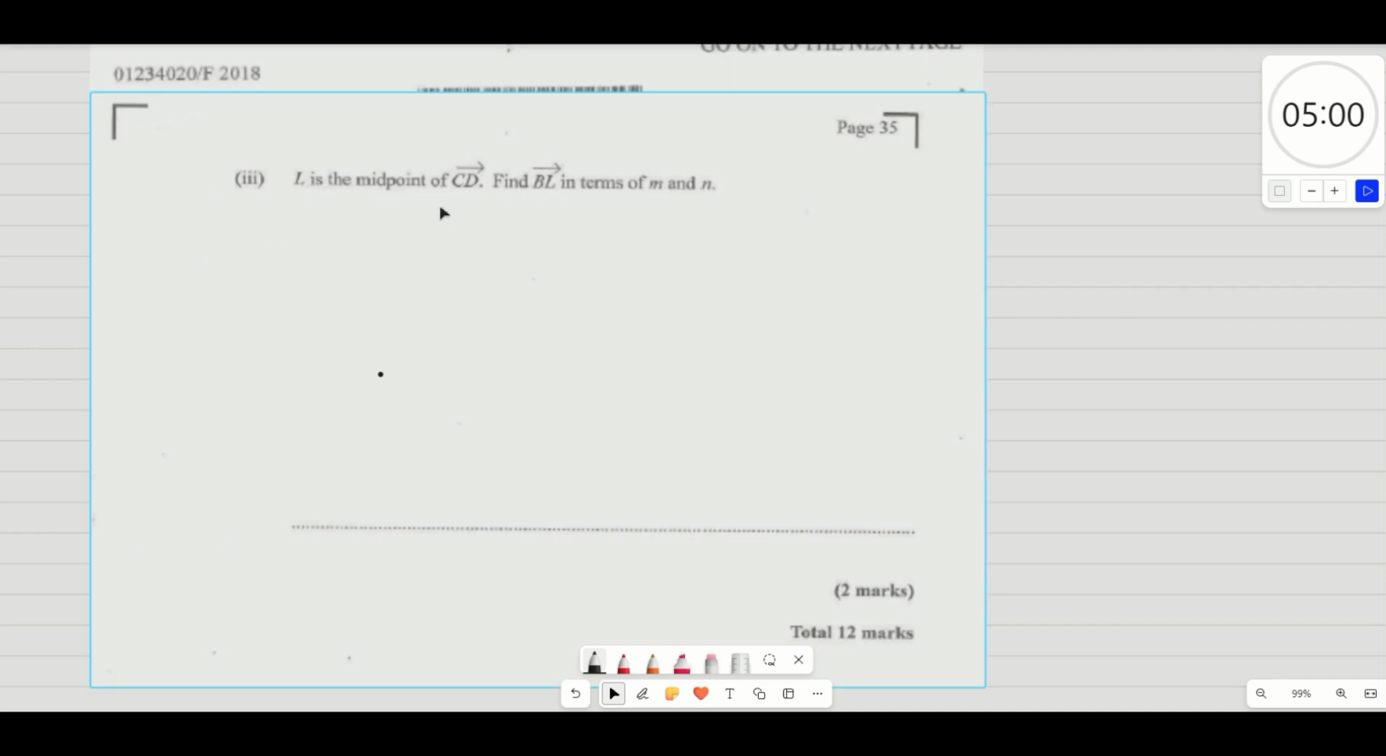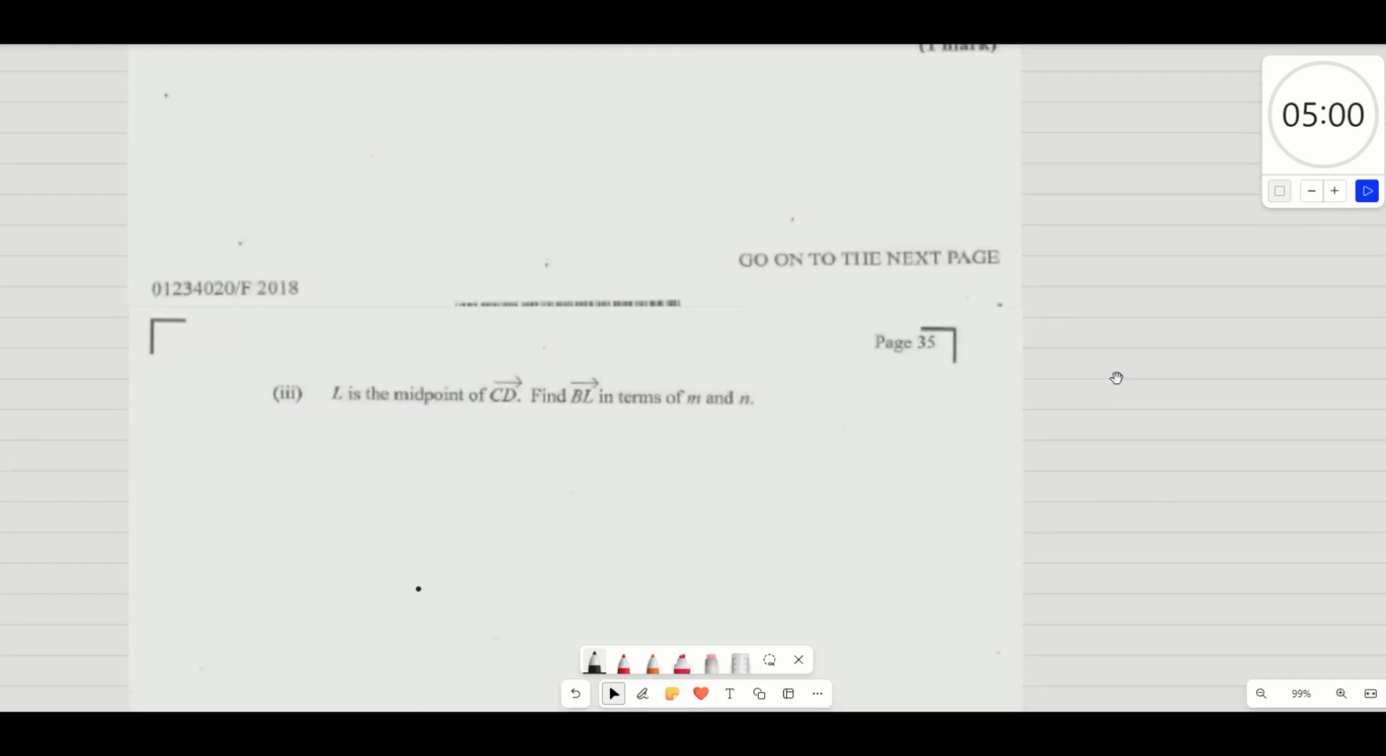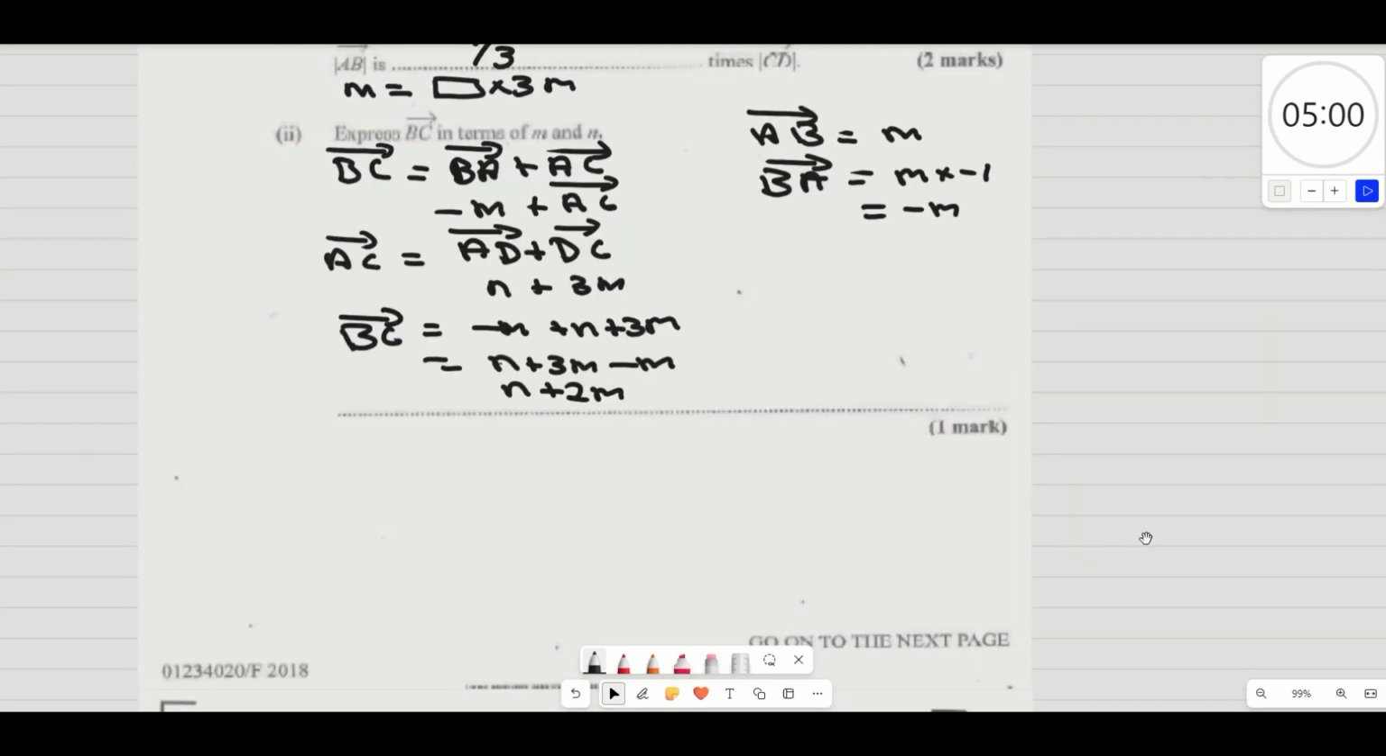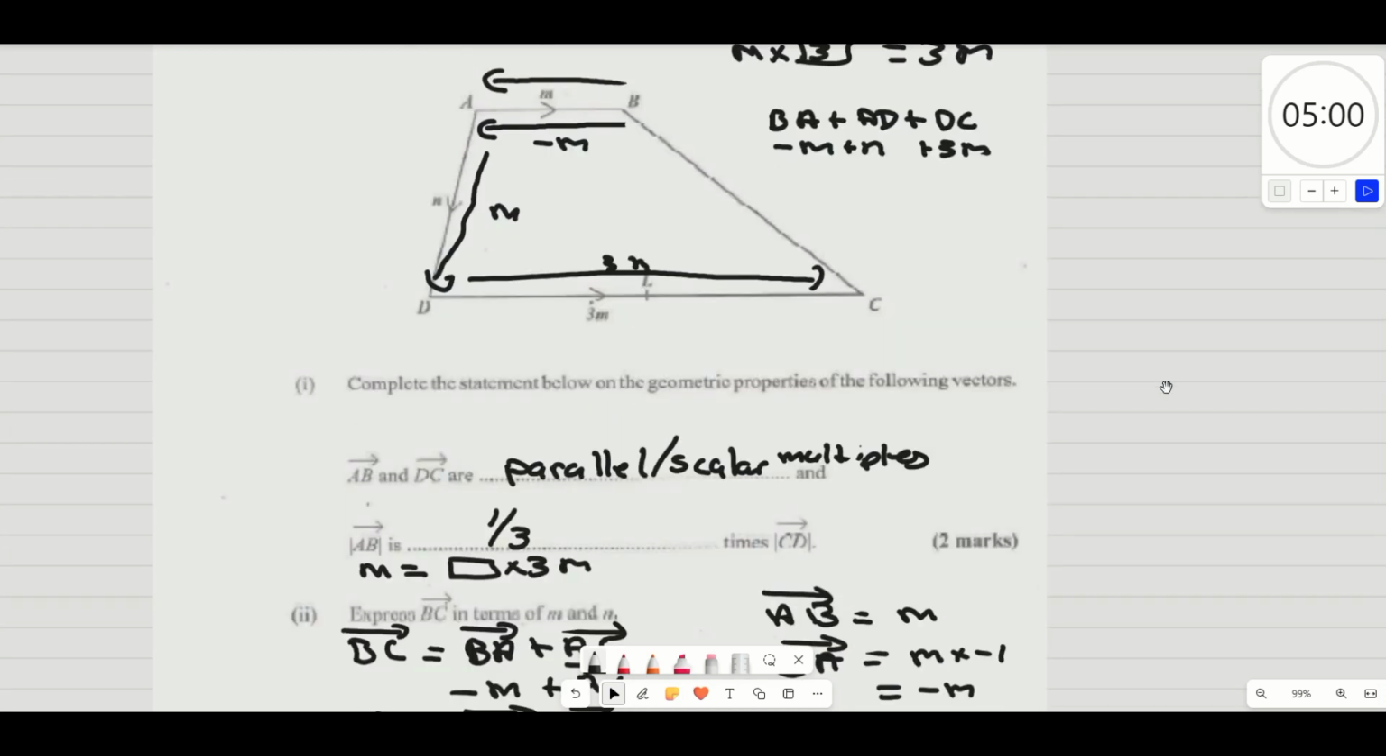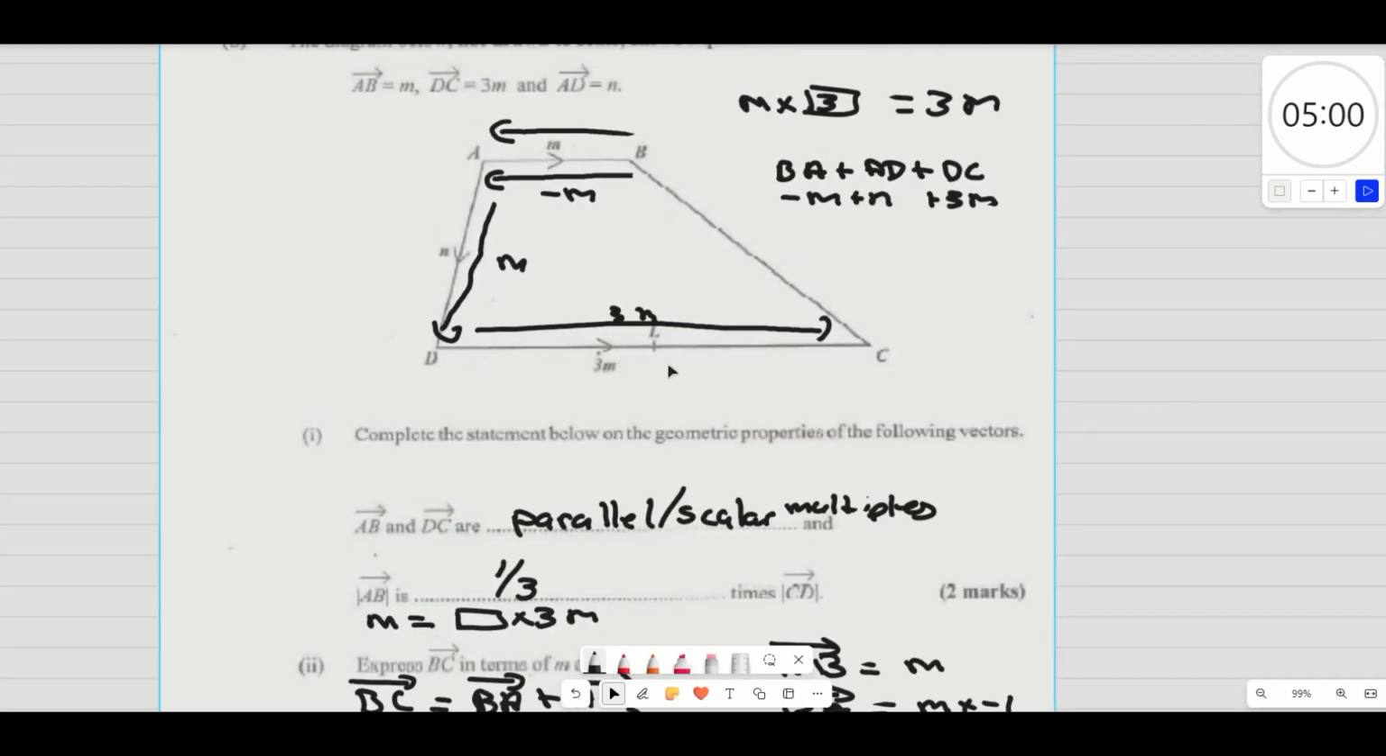L is the midpoint of CD. Find BL in terms of M and N. So they said that L is the midpoint of CD. Where is CD? CD is here. So L, you see they wrote L, L is in the middle of there. So we want to find out what this would be equal to.